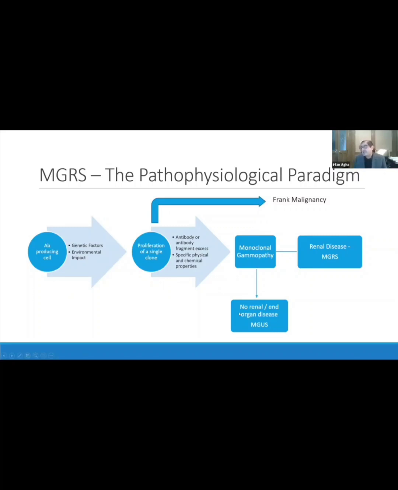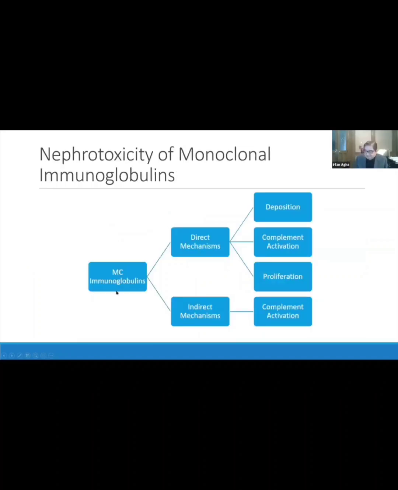We used to call it MGUS, especially if there was no consequence to this being detected. But if it is depositing in the kidney and causing a problem, we will call it monoclonal gammopathy of renal significance. Obviously, if you've got a frank malignancy, you're out of the MGRS spectrum. And these monoclonal antibodies can cause direct problems by depositing or activating complement in the tissue or causing a proliferation in the tissue, and they can cause indirect problems with the complement as well in the fluid phase.